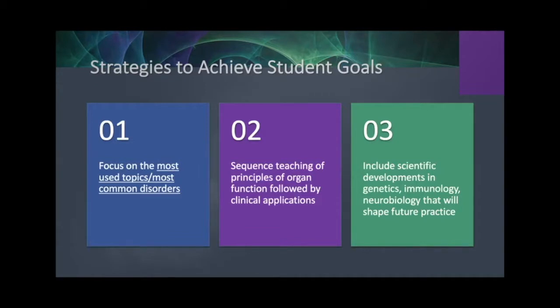So if we hone in on that principle that normal lungs have low airway resistance, then we can talk about diseases in which that normal function is disrupted. And that helps to reinforce the original principle, as well as making it clear why the disease process makes such a difference to the patient's homeostasis. So that sequencing you'll see another example of in a minute.